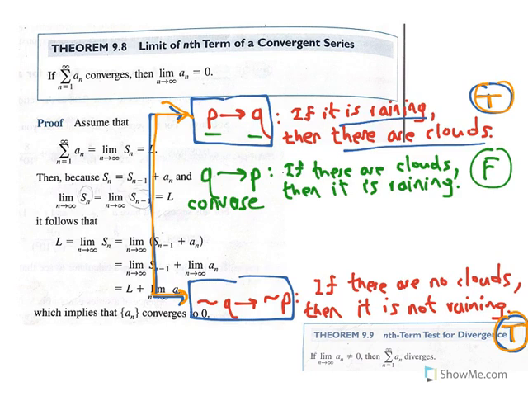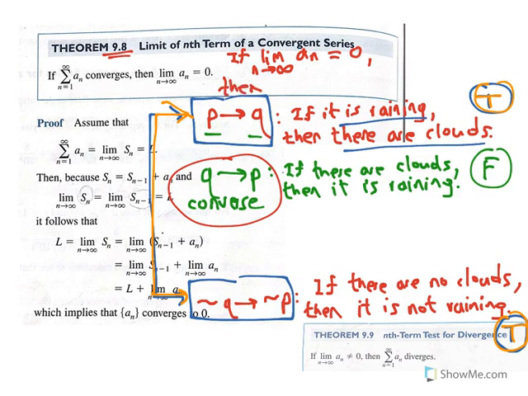And this brings up another point that I want to emphasize. Look at Theorem 9.8. You cannot use the converse to make any conclusion. So this is the converse of Theorem 9.8. If the limit of a sub n, the nth term in our series, as n approaches infinity is equal to 0, this is not true. We cannot conclude this. I want to emphasize that we cannot do this. I'm going to put an X. Then we cannot say that the infinite series must converge.